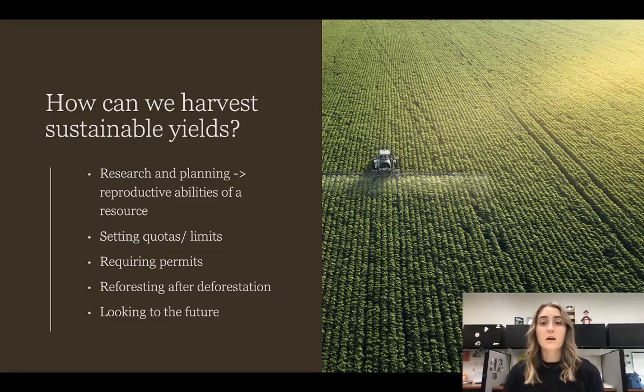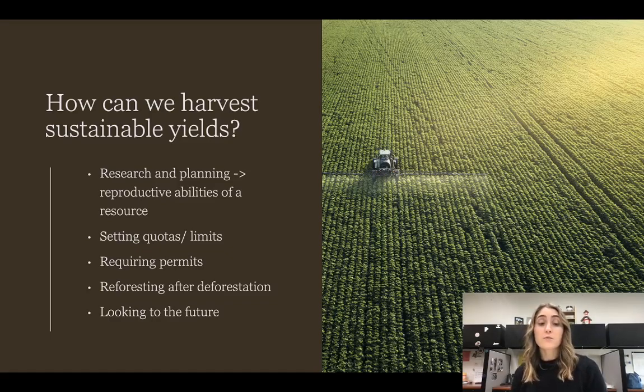Now, this really applies to a lot of things, fishing as well, cutting down trees, how much oil can be extracted at a given rate. It's all kind of in the same breath here. And then, of course, requiring permits. So if we continue with our deer hunting example, not everybody can just go out there. You need a permit. And that allows us to keep track of how many people are actually out there hunting and taking from the reserve of whatever is out there. Or whatever it is, permits for cutting down trees, permits for mining. It allows us to sort of keep track of who is taking what and where it's going.